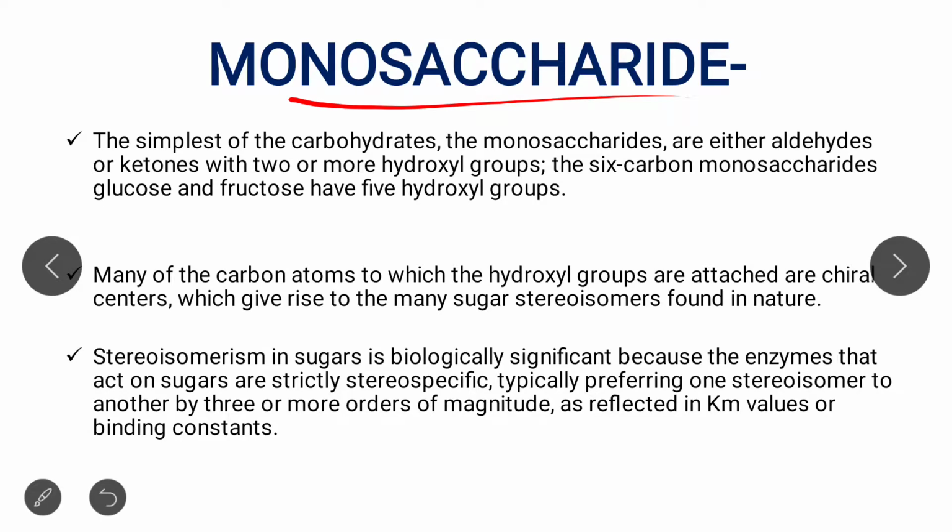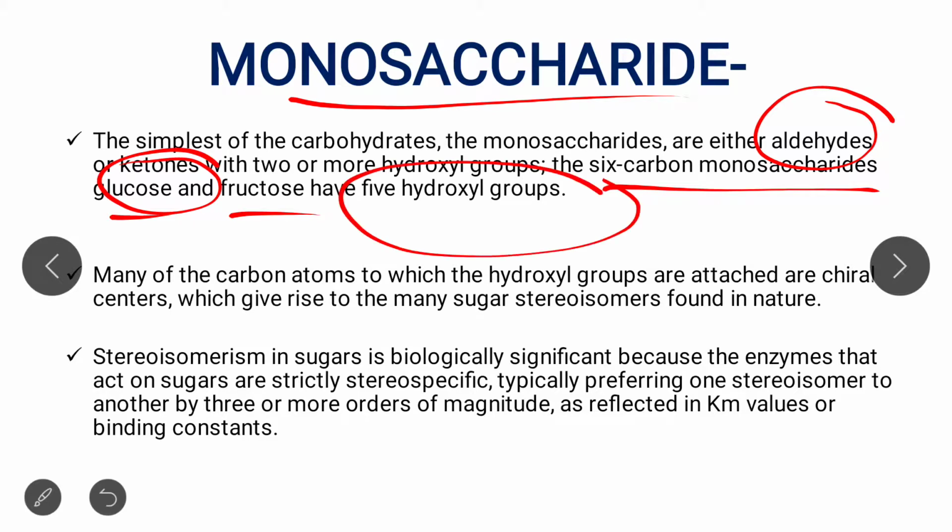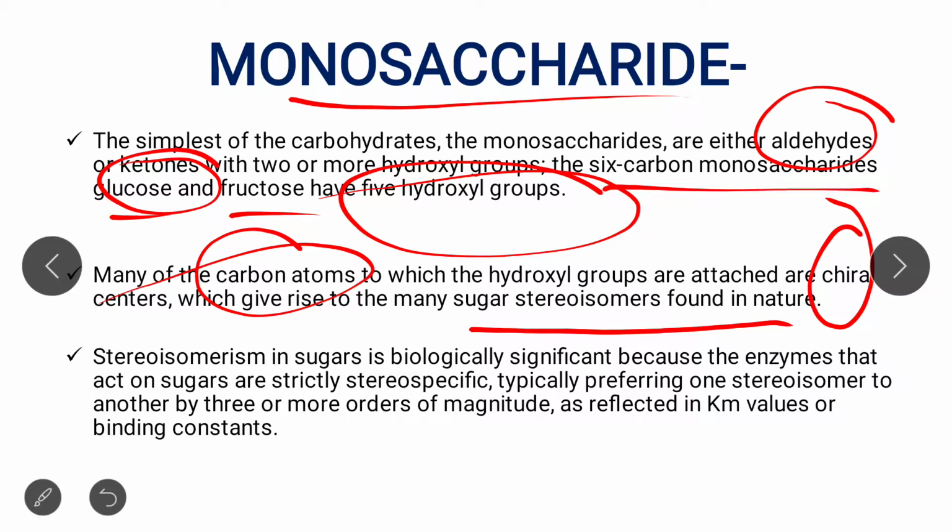See, monosaccharide basically consists of either an aldehyde or a ketone, as I already mentioned. And the 6 carbon monosaccharides, either glucose or fructose, have 5 hydroxyl groups. Now, many of the carbon atoms that are attached to those hydroxyl groups are basically chiral centers, which give rise to many sugar stereoisomers, which are found in nature.